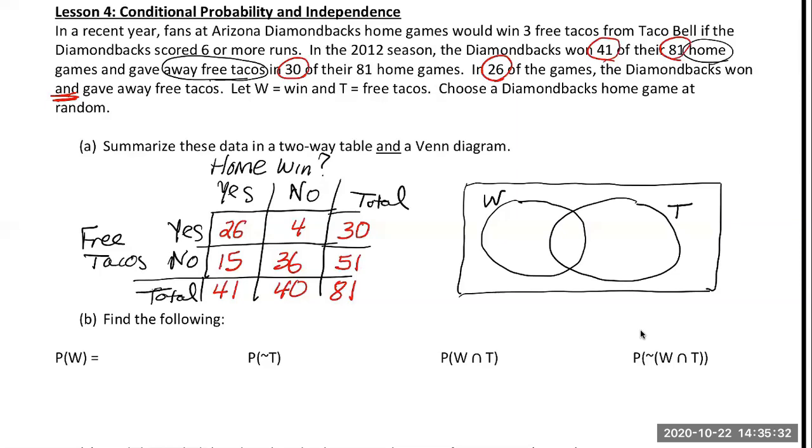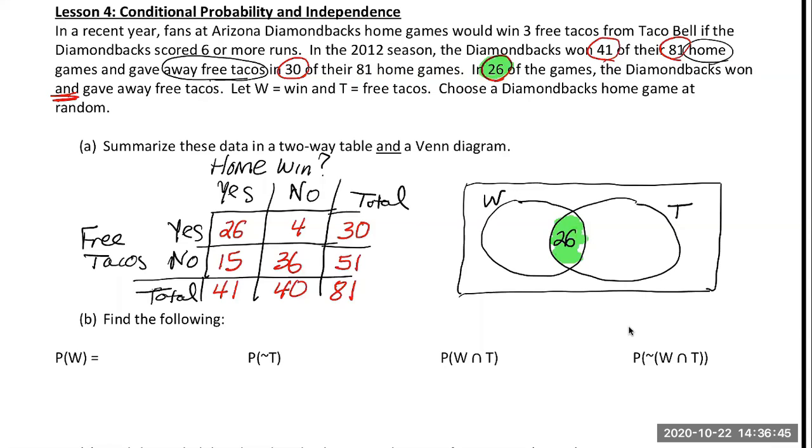It's really helpful when you have Venn diagrams to start with the overlapping region, this overlap region right here. Oh, sorry about that. Pardon my dog barking there. So start with the shaded region. That would be 26 is the overlap. So 26 goes right in here.